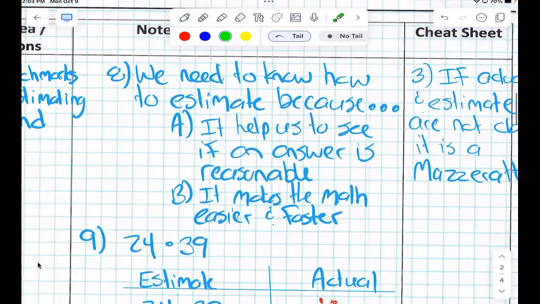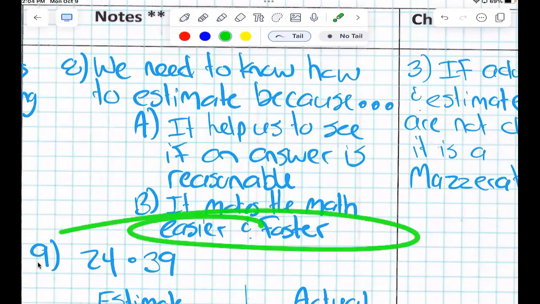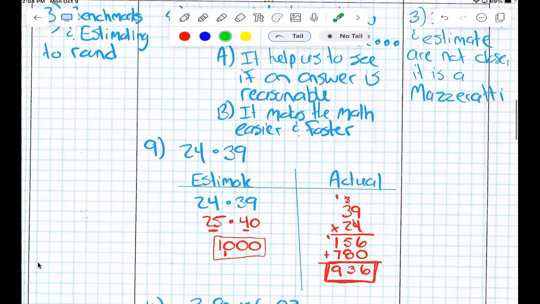We need to know how to estimate for 2 reasons. Number 1, it helps us to see if an answer is reasonable, and it also makes the math easier and faster. So 24 times 39, right? Yep. If you want to do 24 times 39, you do all of that, yes? Yes.